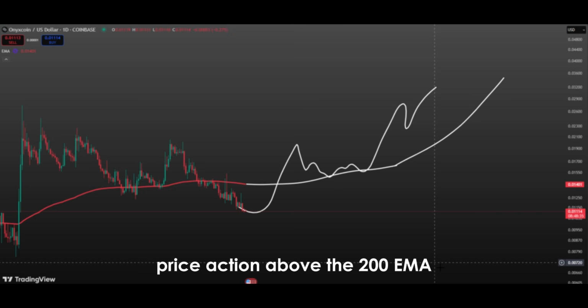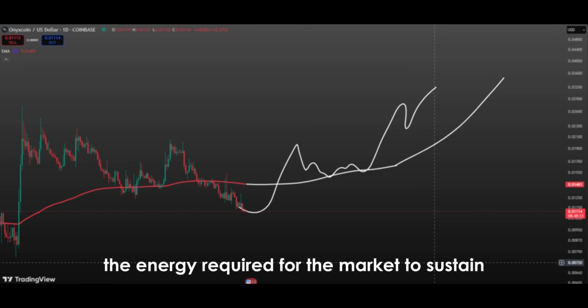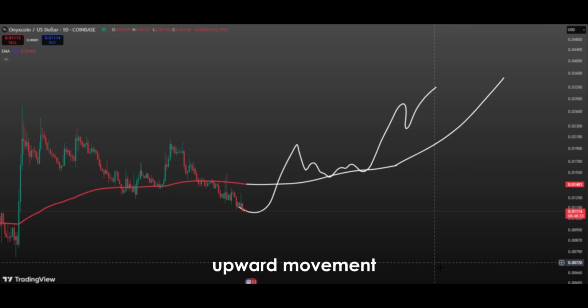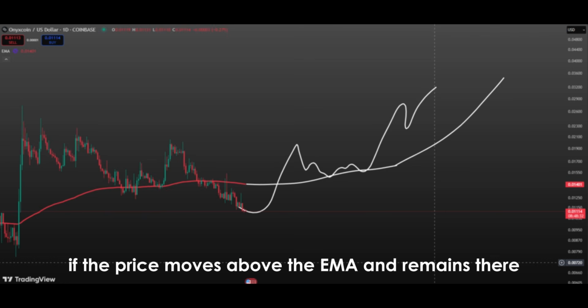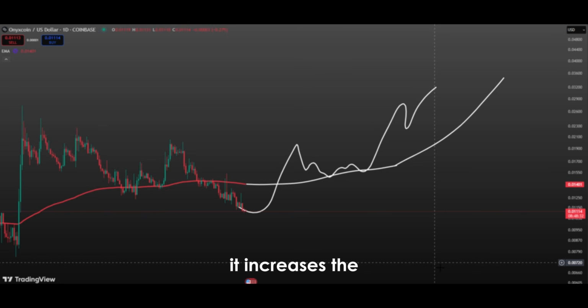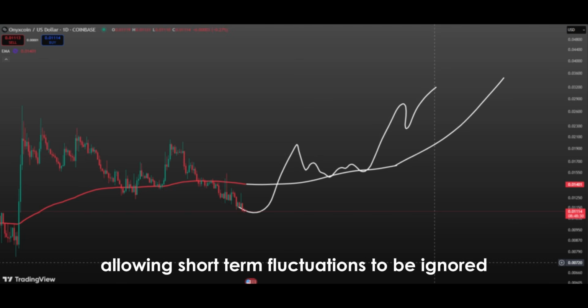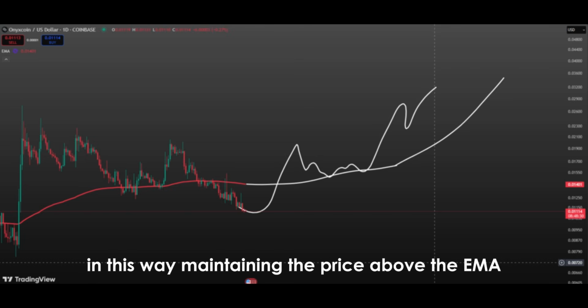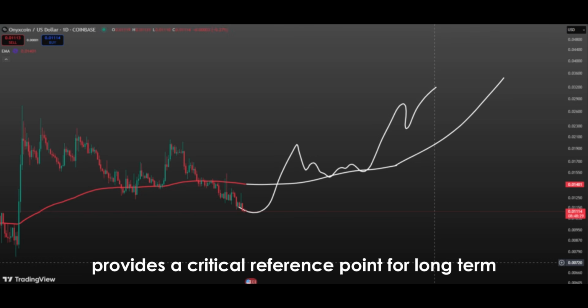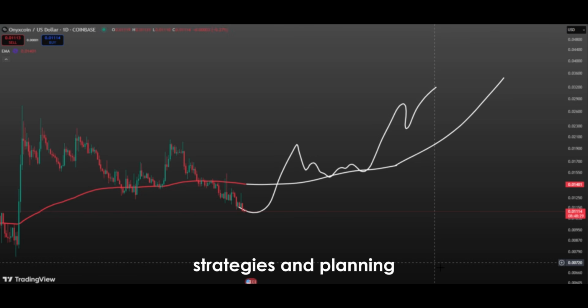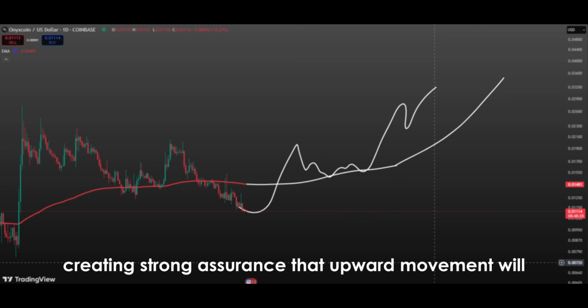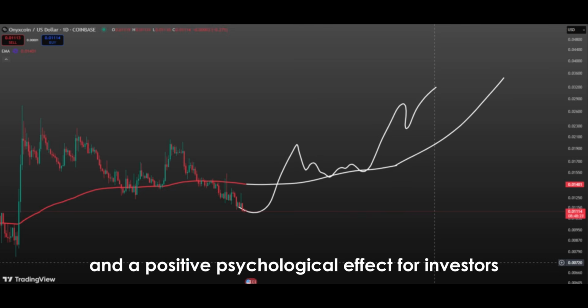Price action above the 200 EMA also serves as a filter that tests the validity of the trend. Closing above this level demonstrates the energy required for the market to sustain upward movement. If the price moves above the EMA and remains there, it increases the reliability of the trend for long-term investors, allowing short-term fluctuations to be ignored. In this way, maintaining the price above the EMA provides a critical reference point for long-term strategies and planning, creating strong assurance that upward movement will continue and a positive psychological effect for investors.